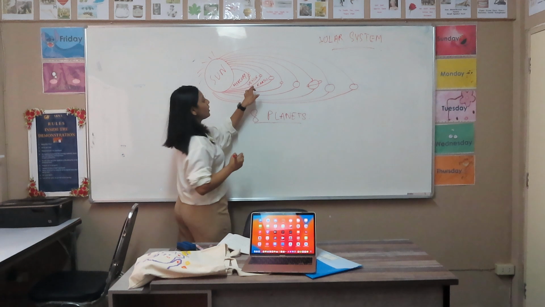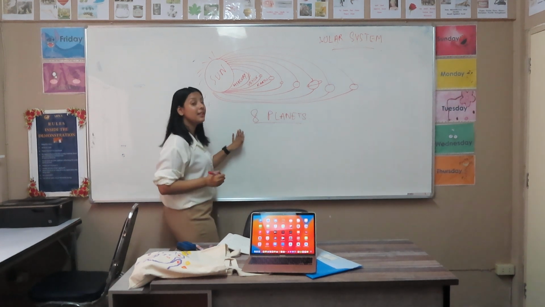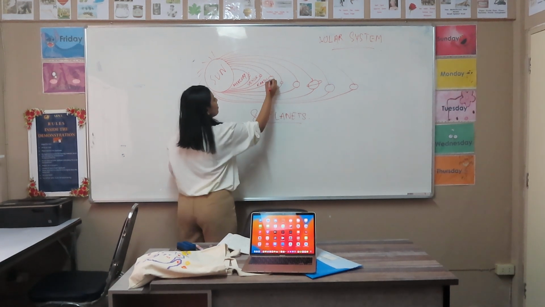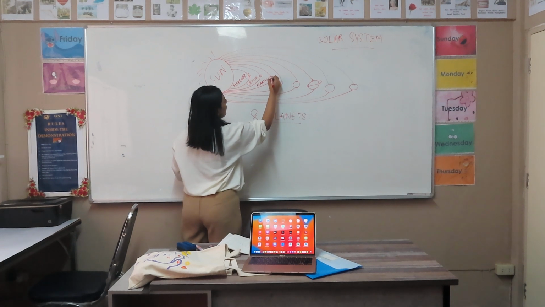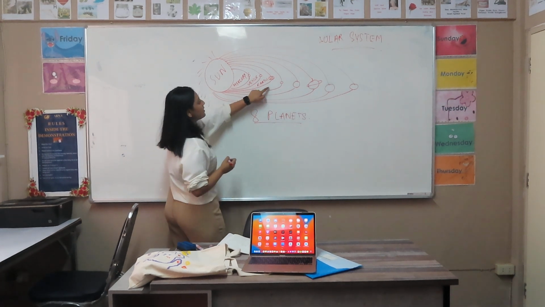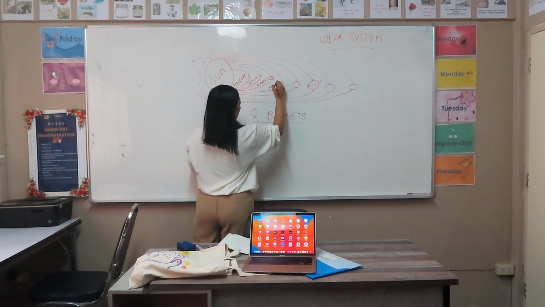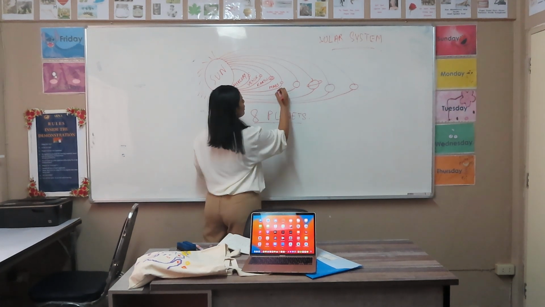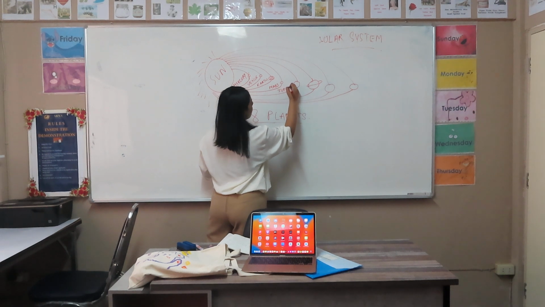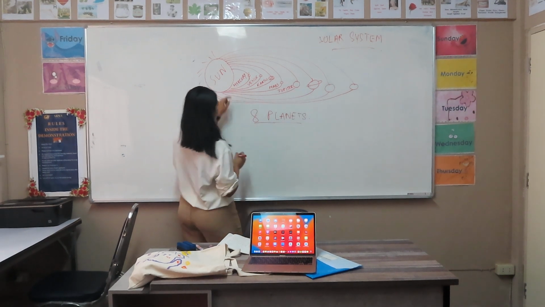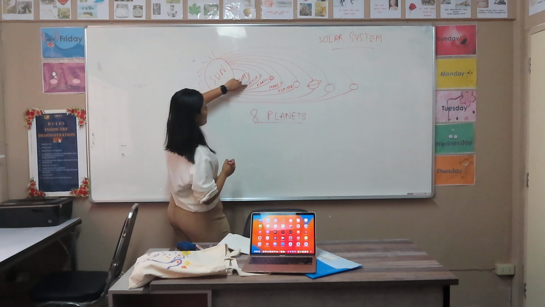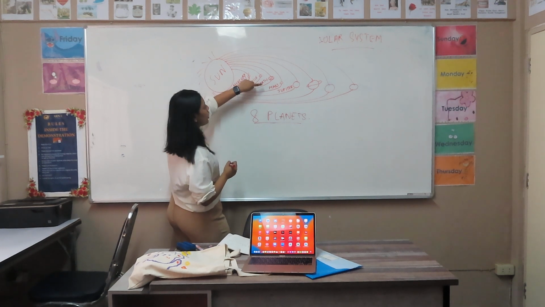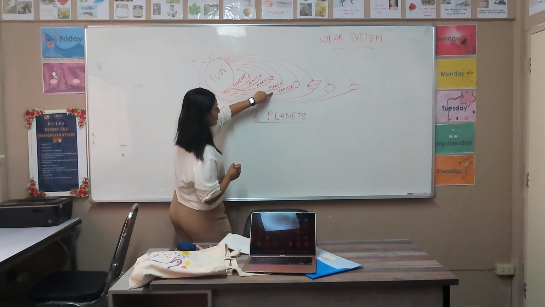Who lives on Earth? We live on Earth. Where do we live? This planet, this small planet. We live on Earth. And this is called Mars. This is Jupiter. Right? Say again with me. Mercury, Venus, Earth, Mars, Jupiter.